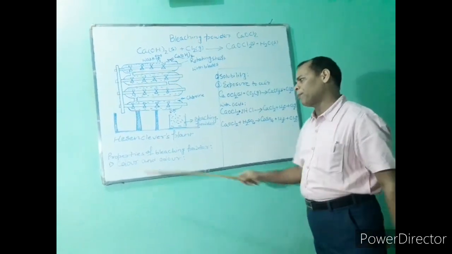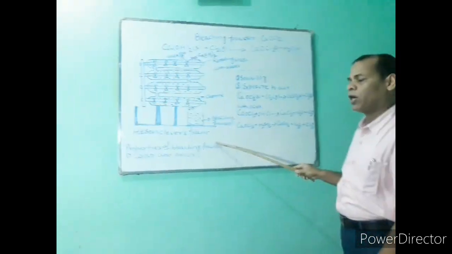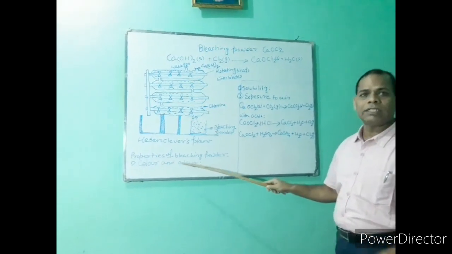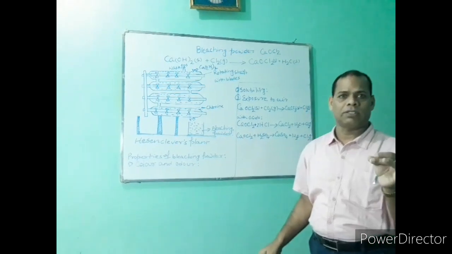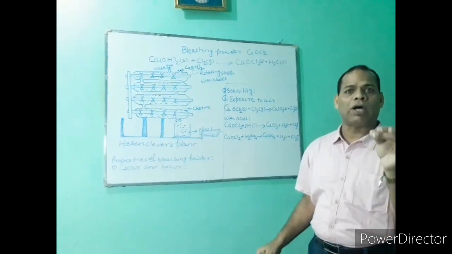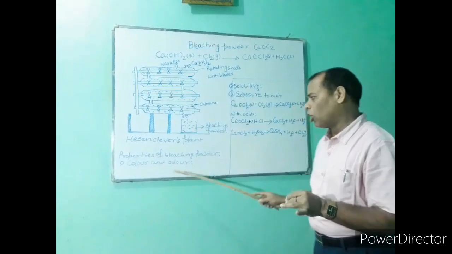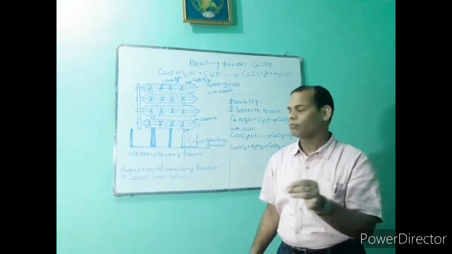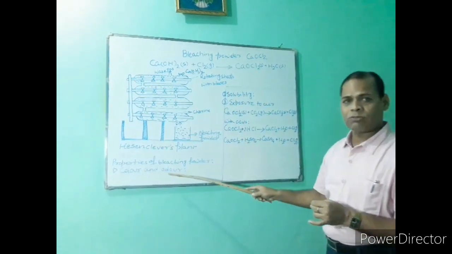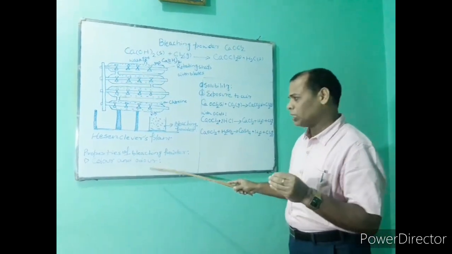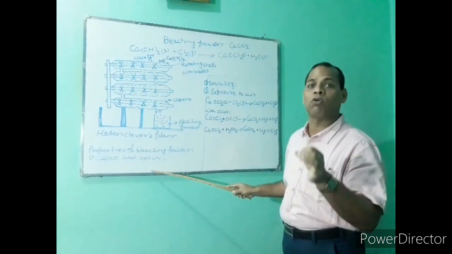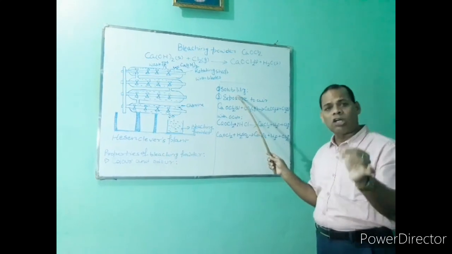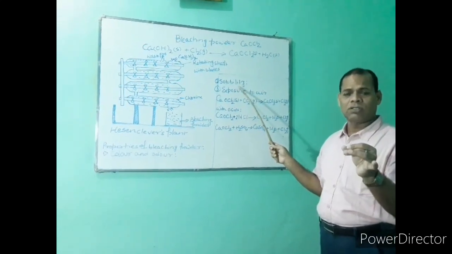Now let us come to the properties of bleaching powder. Color and odor: it is a yellowish white powder and has a strong smell of chlorine. Now solubility: it is soluble in water.